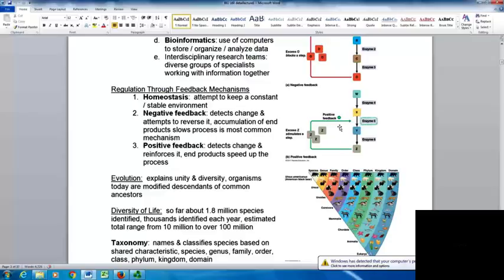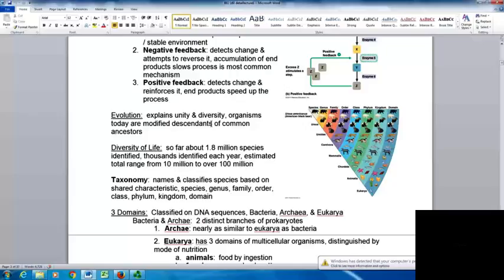So evolution is going to explain the unity and diversity of organisms. Today, what you see are organisms that are all modified descendants of a common ancestor. So it does not say that anybody came from monkeys. It's saying that all the organisms today had other organisms that they came from and have become modified over time. When we look at the diversity of life, so far we've identified about 1.8 million species. Each year, thousands are identified. It's estimated we have between 10 million to over 100 million.